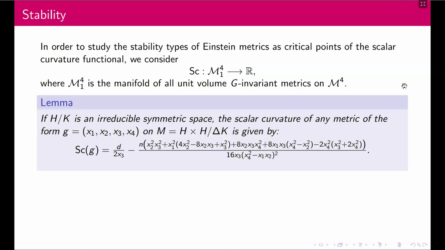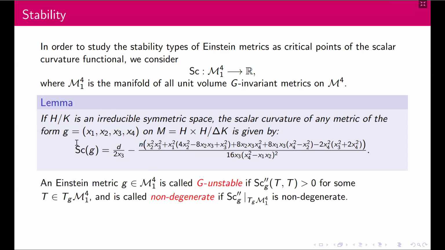So we have this proposition. We found a formula for the scalar curvature of any metric of this form on M. It is given by this equation. Here, of course, the parameters x1 to x4 are involved, and the dimension of the irreducible symmetric space H over K and the dimension of K. So when we restrict this function to metrics of unit volume, we can study the stability type of the metrics.